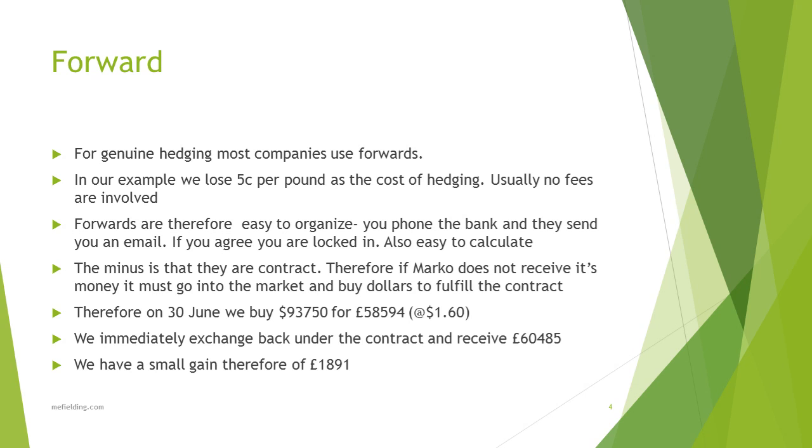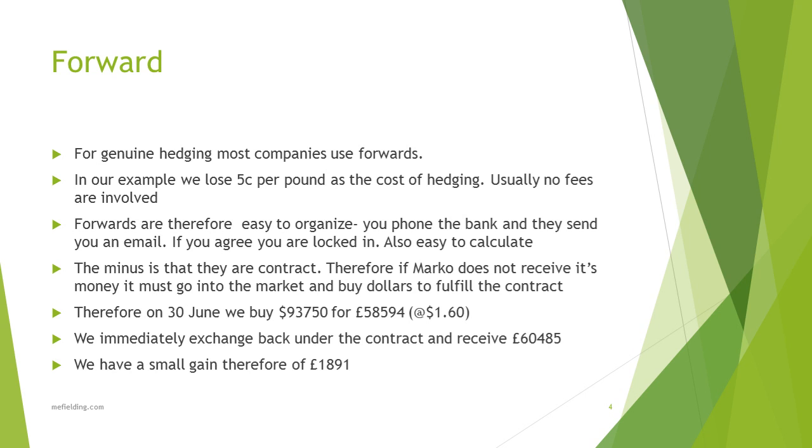Okay, so this slide, at least the first two thirds of it, is just a straight repeat of what we've already said, for genuine hedging, as opposed to not genuine hedging. But for hedging, most companies would use forwards. In our example, it says that we lose 5 cents. So if you actually calculate the exchange rate in the last slide, you'll see that the exchange rate the bank is offering you is something of the order of 155. So therefore, it's costing you 5 cents for every pound. And again, there are usually no fees, and it's very easy to organize.